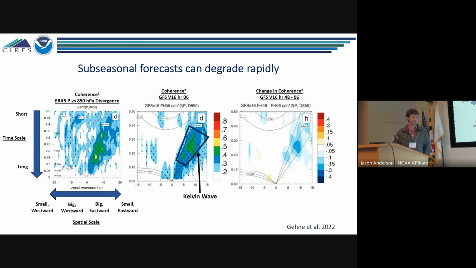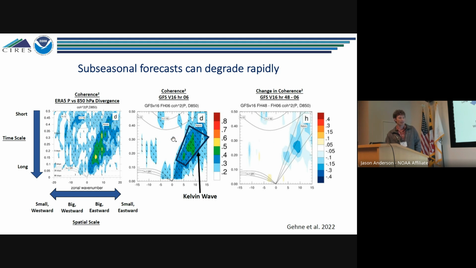This is a figure from Gaina et al. 2022, showing the coherence squared between precipitation and 850 hectopascal convergence. So essentially a measure of the coupling between convection and large-scale circulations for ERA5 on the left, GFS version 16 forecast hour 6 in the center, and then on the right is the change in coherence squared that occurs between forecast hour 6 and forecast hour 48.